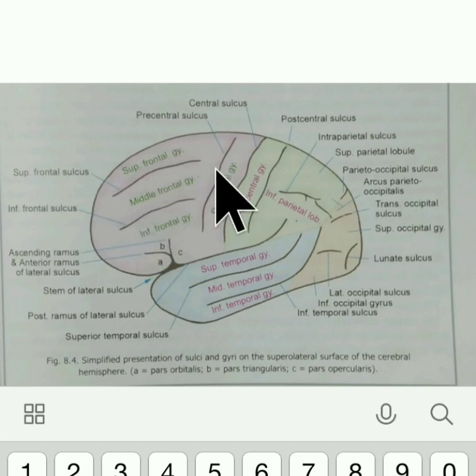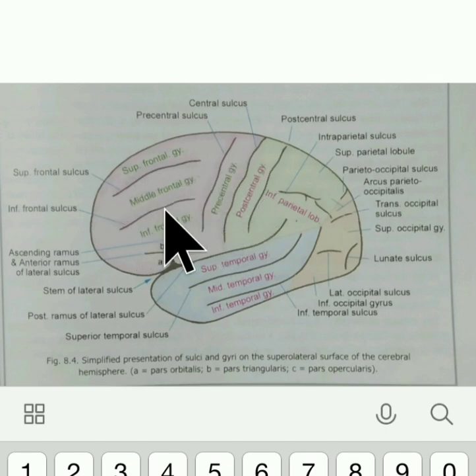First of all, we are going to look at the sulci and gyri seen on the frontal lobe. Here is the central sulcus. A sulcus that runs downward and parallel to the central sulcus is called the precentral sulcus. The area between the central sulcus and precentral sulcus is the precentral gyrus.